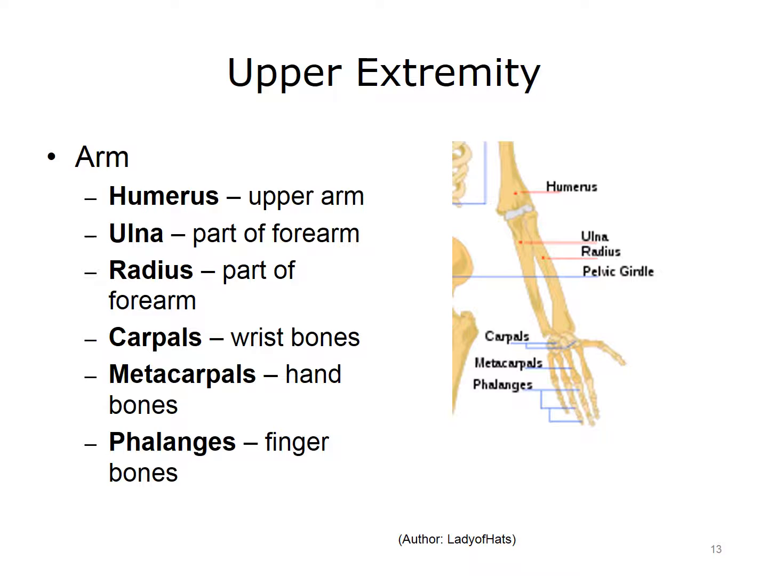The other bone in the forearm is called the radius. It lies on the thumb side of the forearm. Carpals are our wrist bones, while metacarpals are our hand bones. Our phalanges are the bones of the fingers.